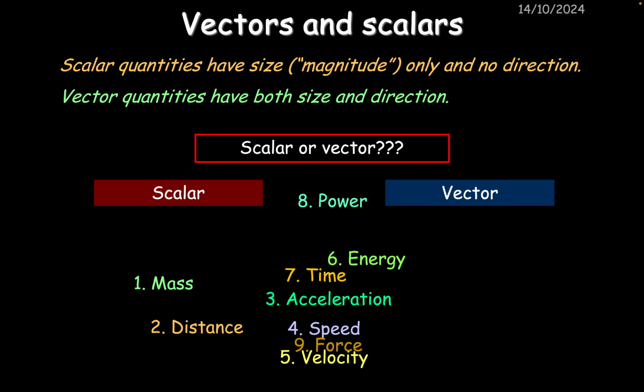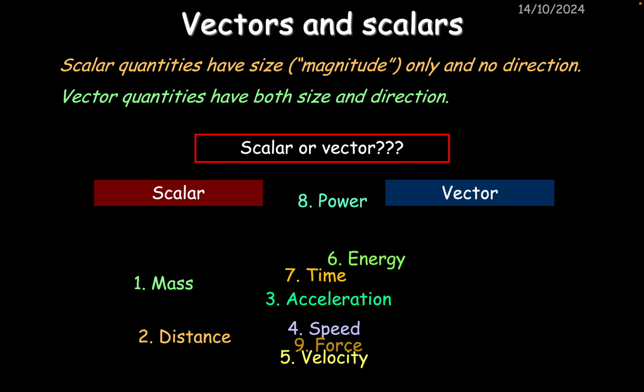distance is just how many meters you've traveled. It doesn't matter which direction. You could be going round in a circle and you travel the circumference of a circle and you come back to the same starting point, but you've still traveled that distance.